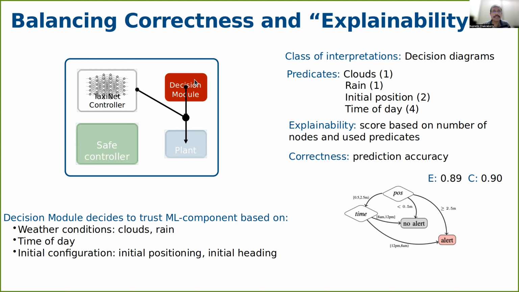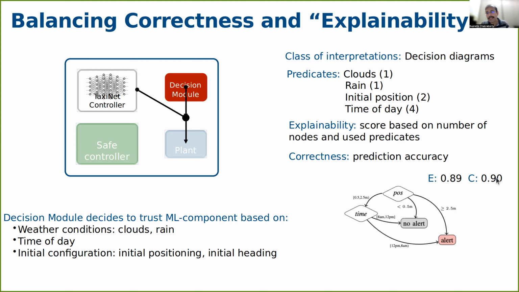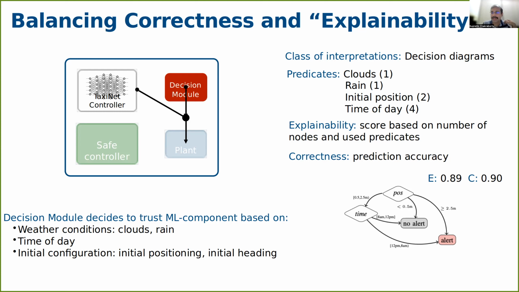This is our gold standard, right? This is the decision module for which I'm trying to find an interpretation. And if this is the interpretation, then it turns out that 90% of the time it gives the same answer. But if this was the interpretation, only 61% of the time. And we will see there are actually three, but the third one doesn't show up. The third one is even more complicated, with an even lower explainability score and an even higher correctness score.